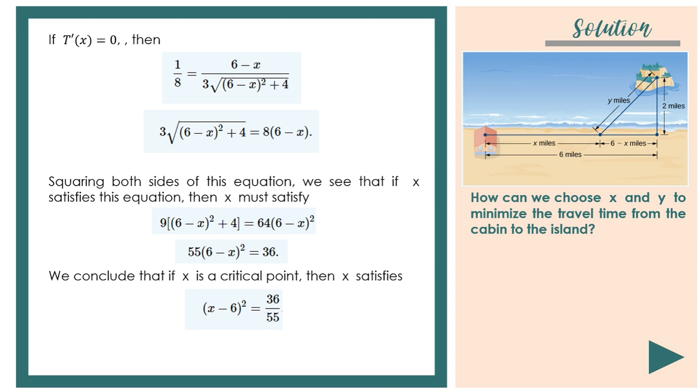So, we have, so since pareho sila 6 minus x squared, pwede natin sila i-combine. So we have 9. So 64 minus 9, that is equal to 55 times 6 minus x squared. Then 9 times 4 will be equal to 36. So amo na dahil natin nga equation. So we conclude that if x is a critical point, then x satisfies ang sininga equation. So x minus 6 squared is equal to 36 all over 55.